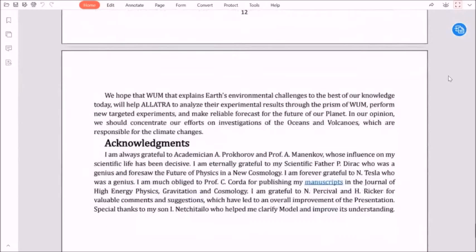We hope that WOMB, which explains Earth's environmental challenges to the best of our knowledge today, will help ALATRA to analyze their experimental results through the prism of WOMB, perform new targeted experiments, and make reliable forecasts for the future of our planet. In our opinion, we should concentrate our efforts on investigations of the oceans and volcanoes, which are responsible for the climate changes.